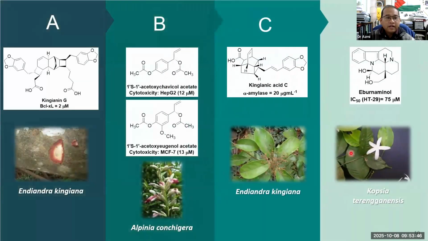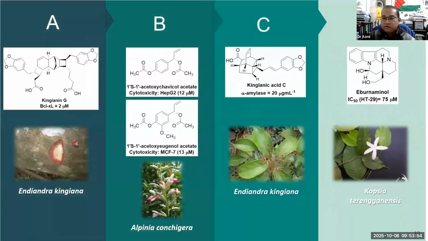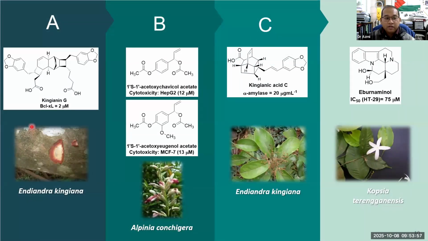So if we talk about the relationship between biodiversity, chemical diversity, and biological activities, this is how it comes. For example, these are several compounds that have been isolated in our laboratory. For example, kingianin G is very important as a BCL-XL inhibitor because during that time we managed to screen and do some assays at around 2 micromolar. Okay, it comes from the Endiandra genus. And from Aphanamixis, we managed to isolate two good candidate drugs, which are acetylcarbical acetate and also eugenol acetate, which is derivatized from both of those.